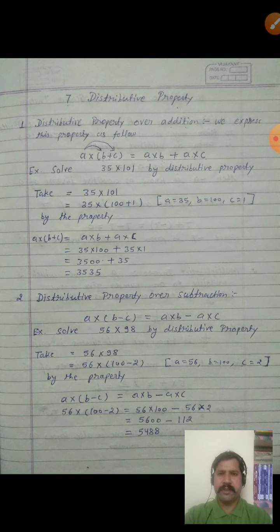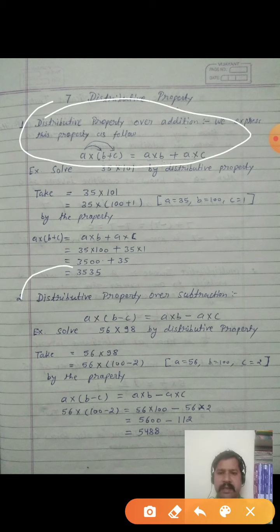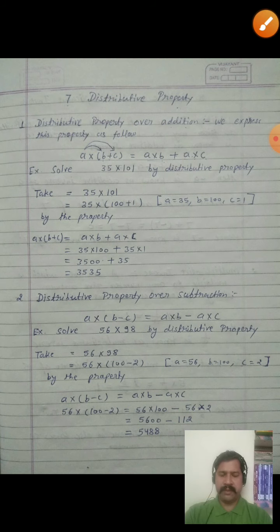In the previous video, we learned about different properties, and the most important property is the distributive property. Now, in this property, we have two types. The first is distributive property over addition, and the second is distributive property over subtraction. Okay, so we discuss these two properties. So first, distributive property over addition.